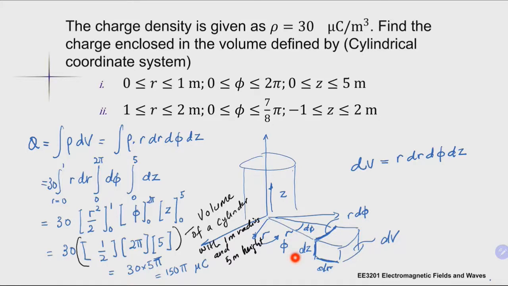Okay, so that's the first one. You should get 150 pi. Everyone get that? Okay, so the part where I put a black bracket there, that's basically calculating the volume of a cylinder. So in this case, the volume of the cylinder of 1 meter in radius with a height of 5 meters.